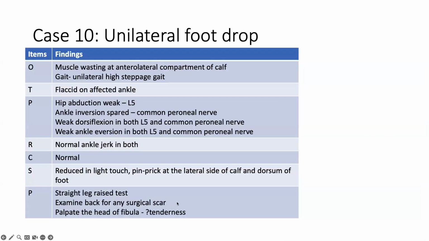Examine the back for any surgical scar. You don't want to miss this, because if somebody had a previous disc herniation surgery like microdiscectomy or laminectomy or whatsoever, that scar is going to give you a clue to what the pathology is likely going to be. Palpate the head of fibula. If there is tenderness, you might want to think of something like common peroneal nerve palsy.